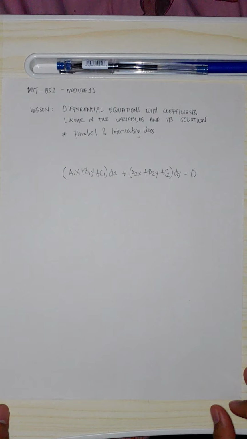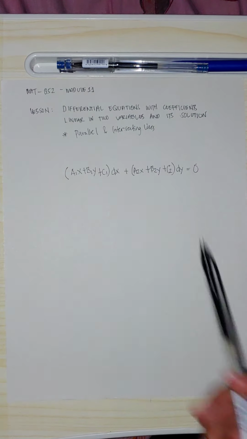From our very first topic, we talked about variable separable in solving differential equations, and then we went to the homogeneous, the non-homogeneous, exact, and non-exact differential equations, and the first order linear differential equations. Now, this is our last classification of DE, and this differential equation talks about coefficients linear in two variables. So, these are about parallel and intersecting lines.